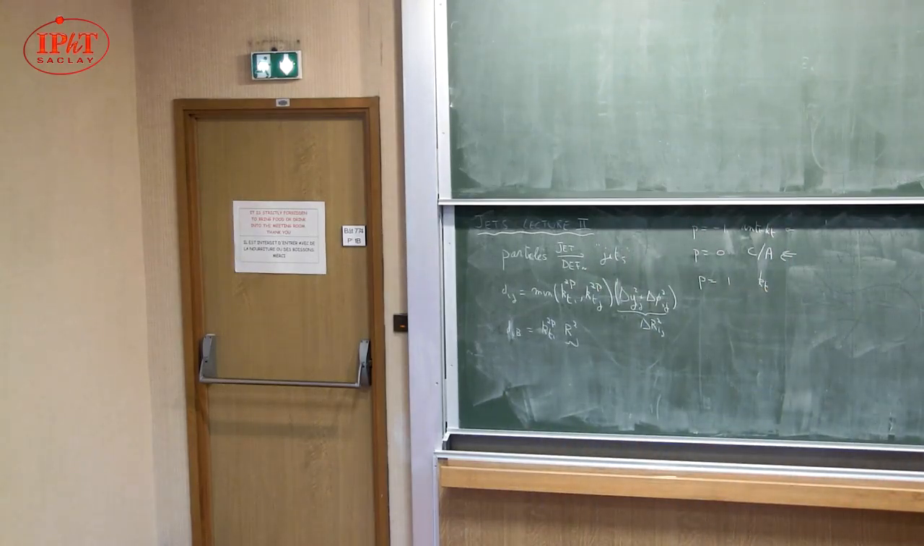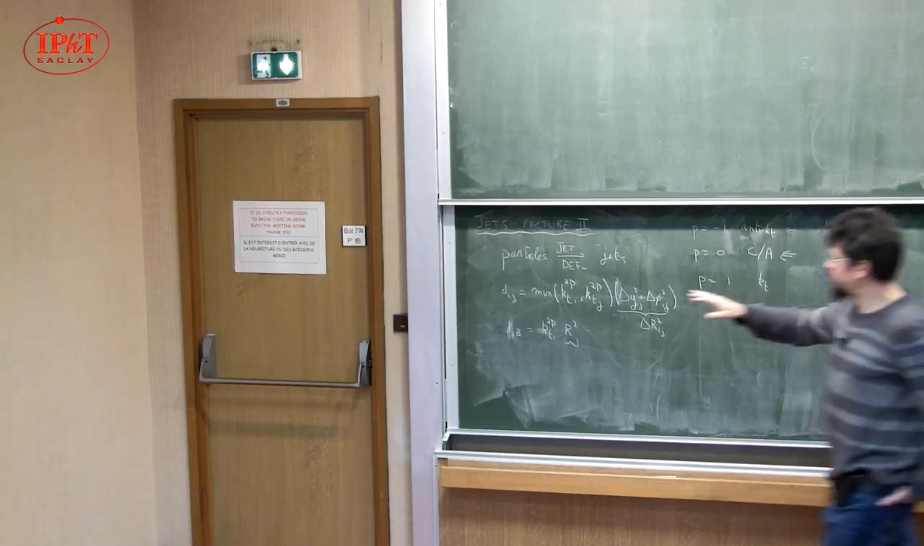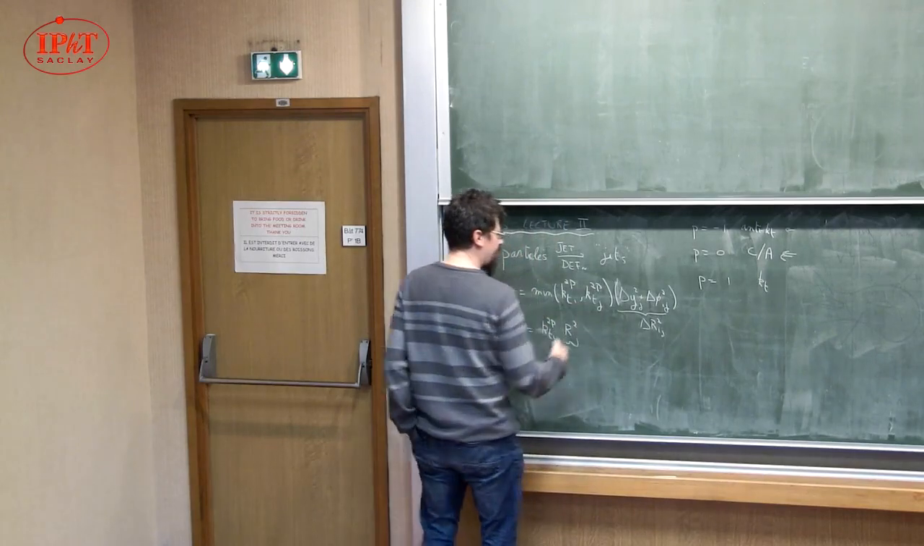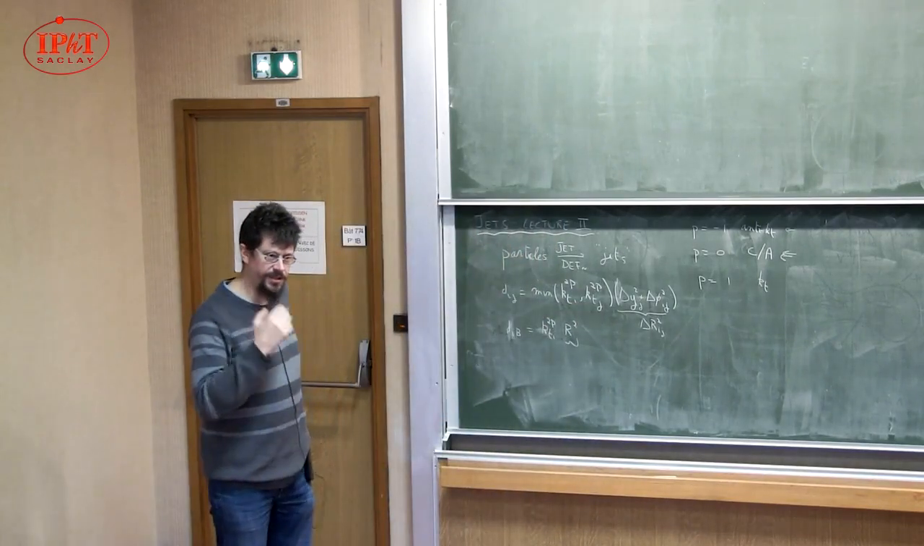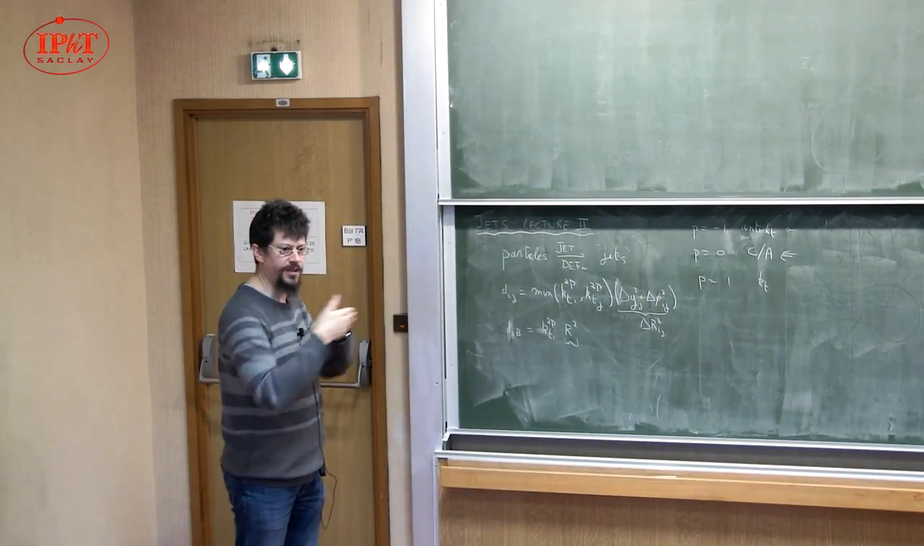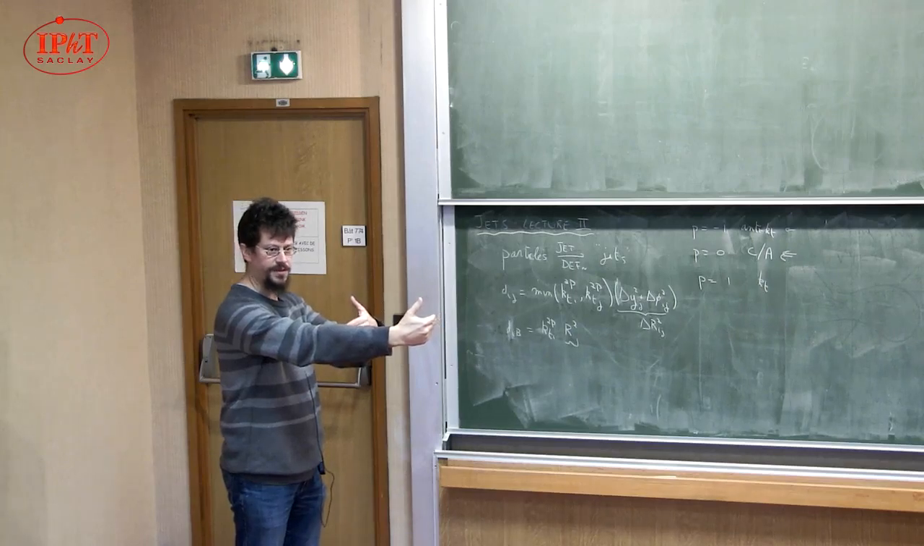A question: when you are doing this, are you not favoring the case where the partons are close to both being more or less in the center of mass? You understand? But no, because they're different. That's the idea of using kT. Essentially, if you boost your event longitudinally, it doesn't make a difference.